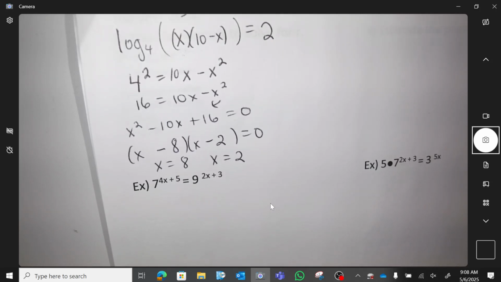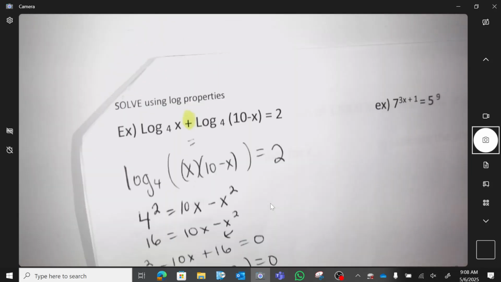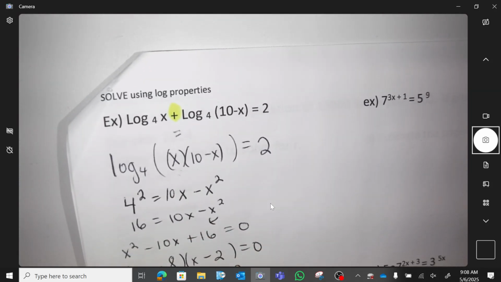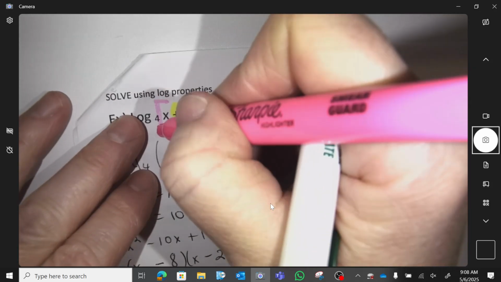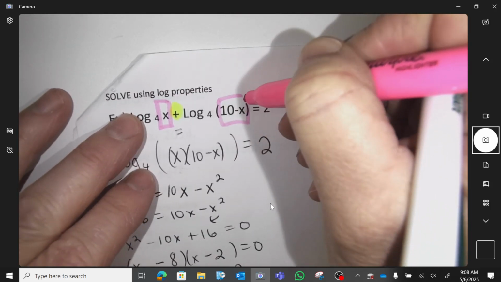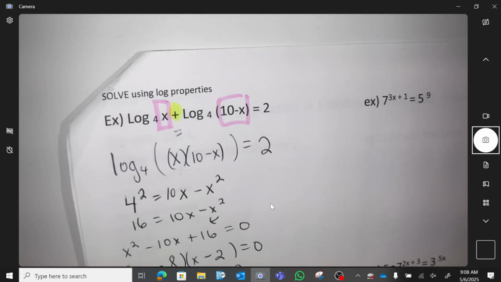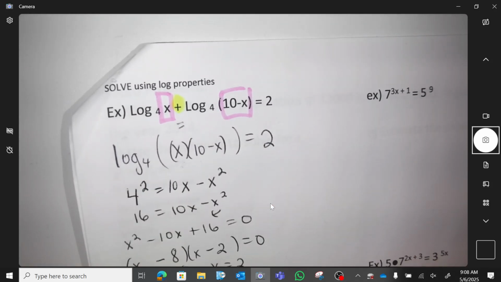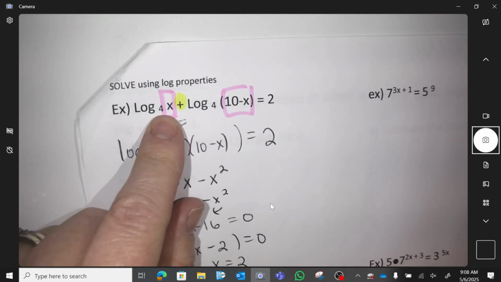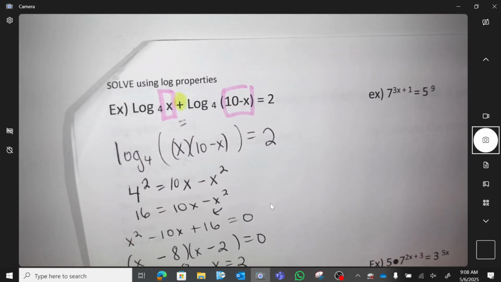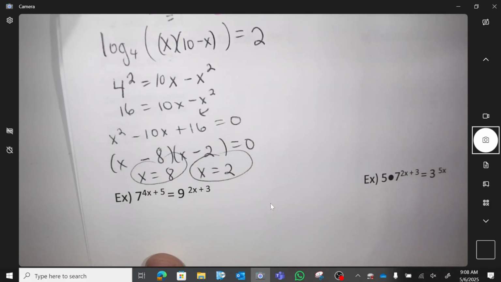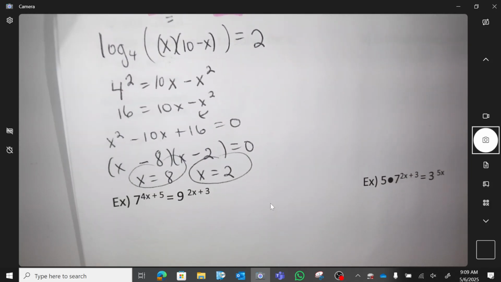Why are we not done? When you're in a log, what do we always say is the one big rule? The result has to be positive. So if x was 8, this is good. 10 minus 8, good. If x was 2, this is good. 10 minus 2, also good. They're all positive, so that's good. Sometimes you might have to eliminate a solution. Okay.